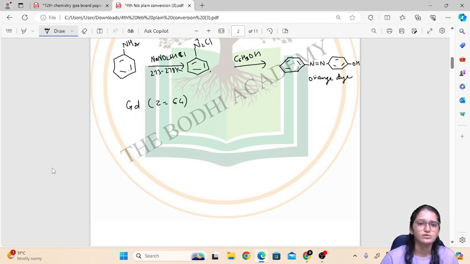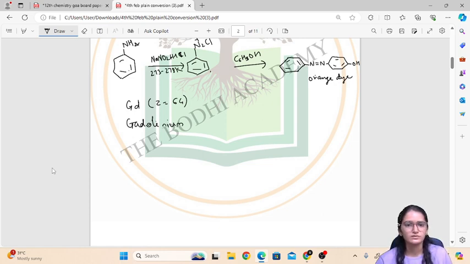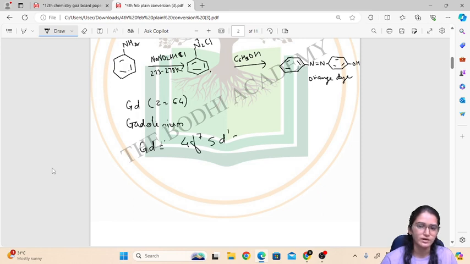Its atomic number is also given. So for gadolinium, first we have to write its noble gas, and then go with the configuration. Here we have 64, so its configuration will be 4f7 5d1 6s2. Now this is from the F block part, and they mostly ask only the configuration from that part.